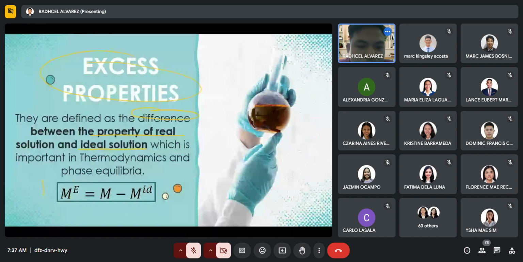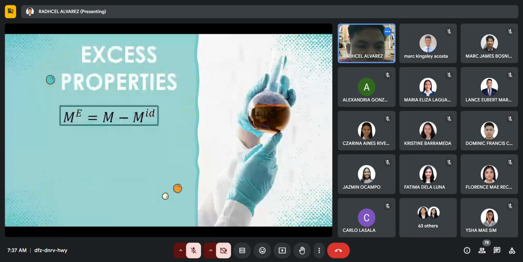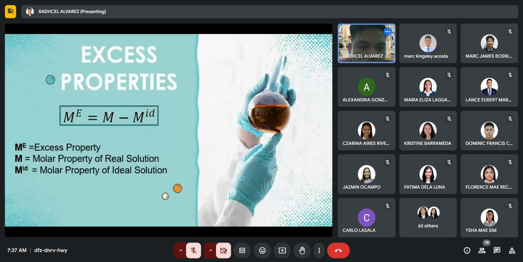Okay? So, in studying excess properties, we have this general formula. We have here ME. So that is how we represent an excess property. So we have here a property M raised to E is equal to M minus the property of the ideal M. Okay? So we have here ME for our excess property.